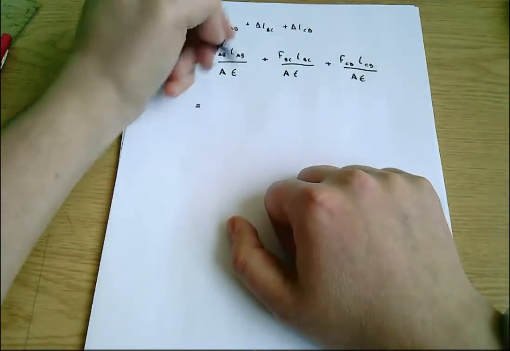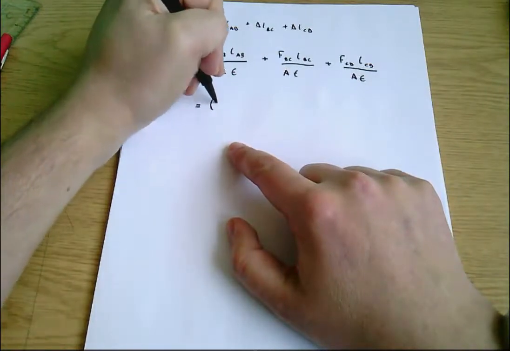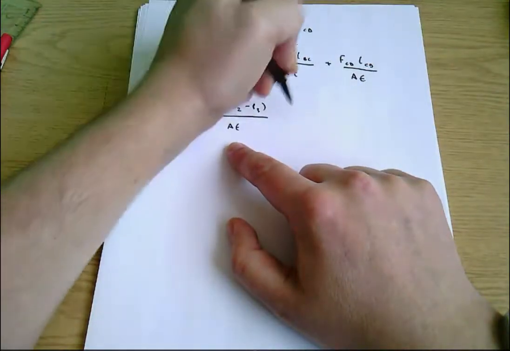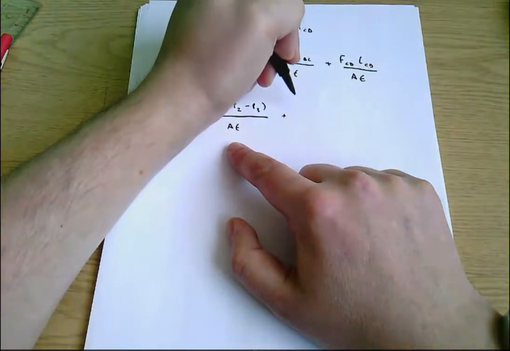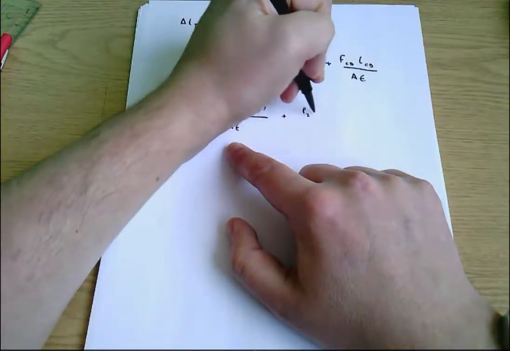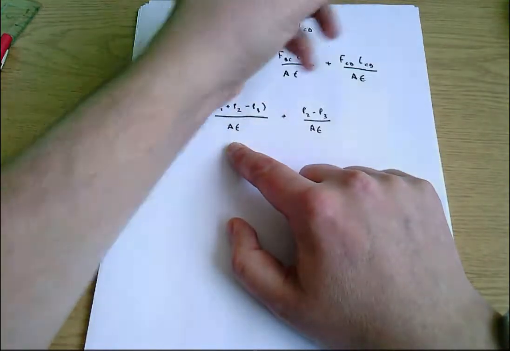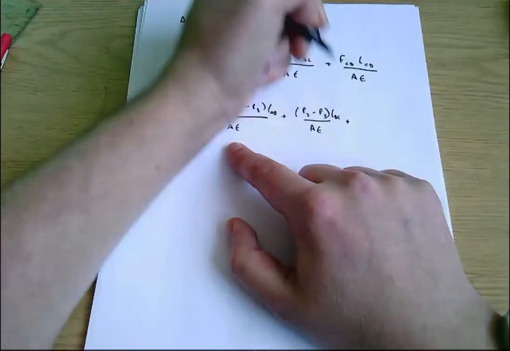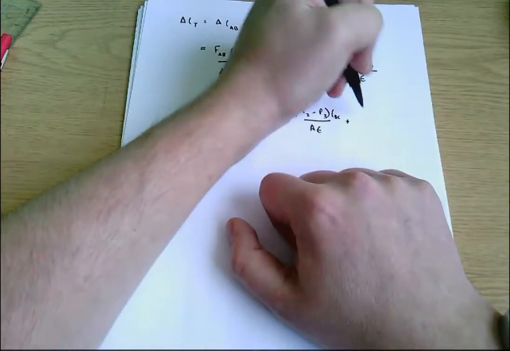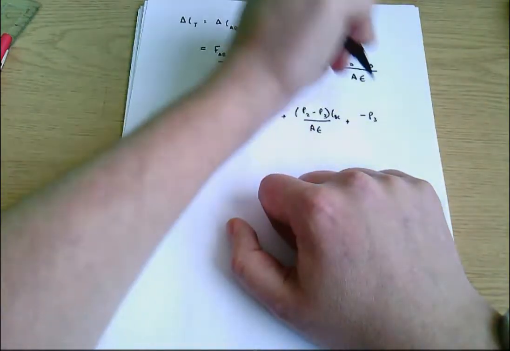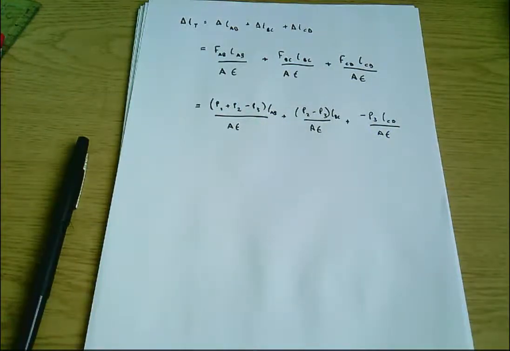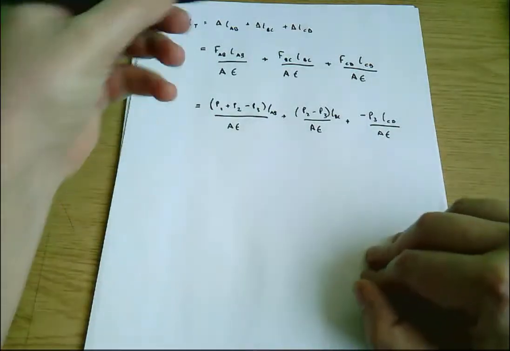And that equals, let's just get everything out algebraically as we want it, P1 plus P2 minus P3 all over AE, times LAB, plus P2 minus P3 all over AE, times LBC, plus minus P3 LCD over AE. And now we can just put in numbers for that, I guess.